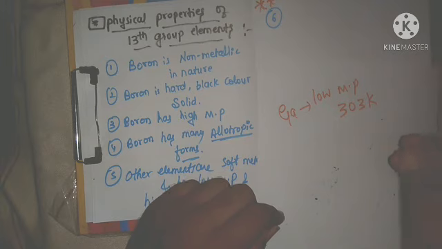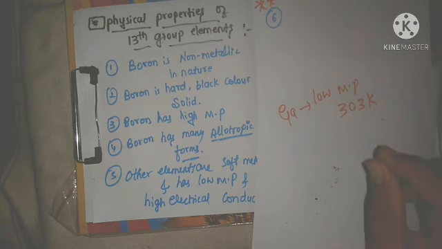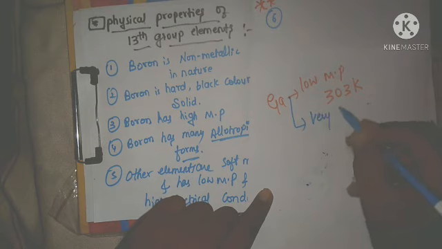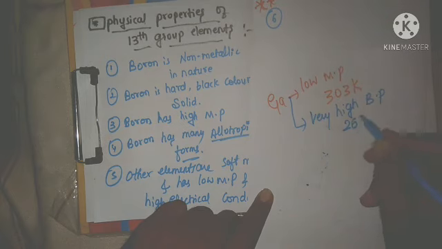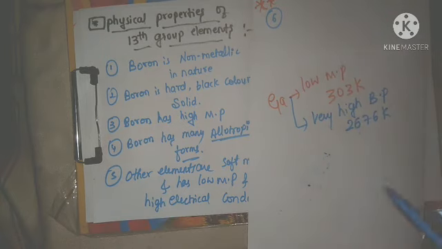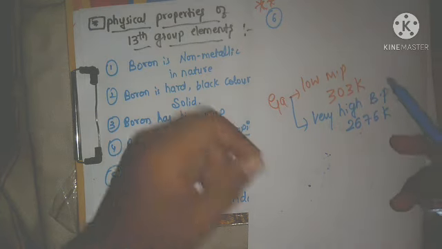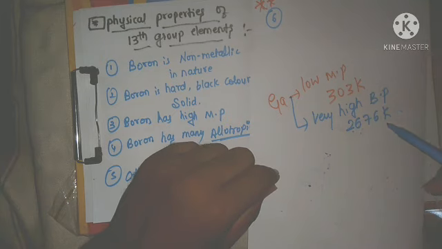In case of winter, what happens? Gallium is available in solid. In case of summer, at high temperature, it will be available as a liquid because gallium has very, very low melting point. But very high boiling point. The boiling point is nearly 2676 Kelvin temperature. Means gallium can melt at very less temperature, and it has very high boiling point, that is 2676 Kelvin temperature.